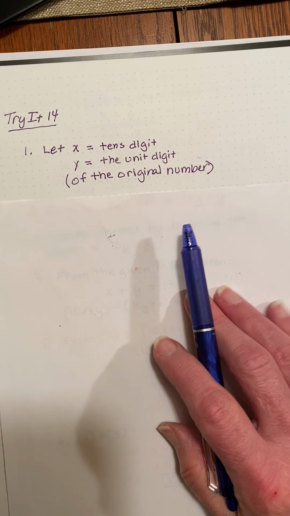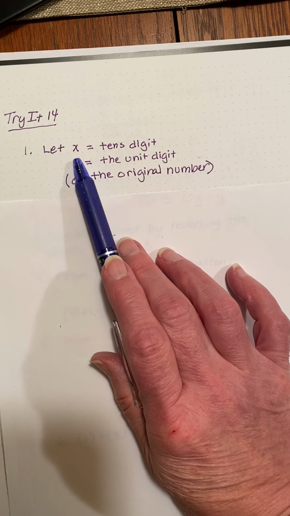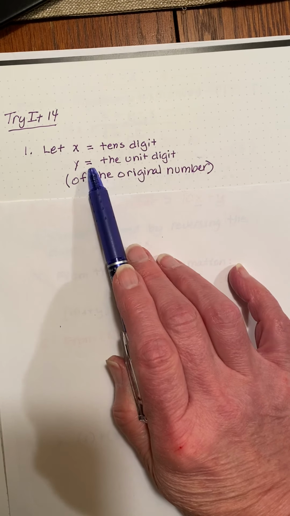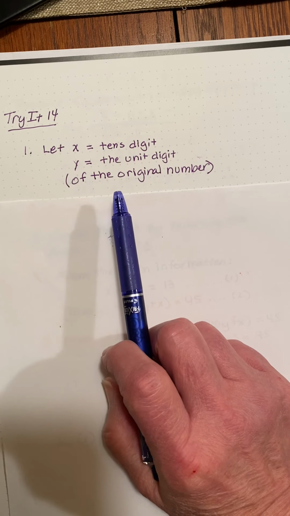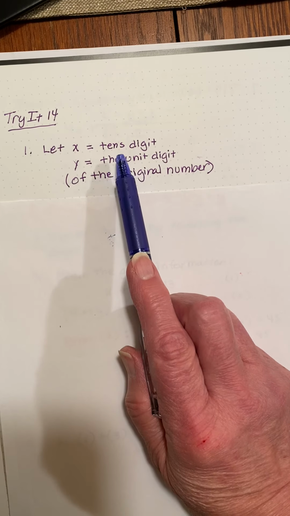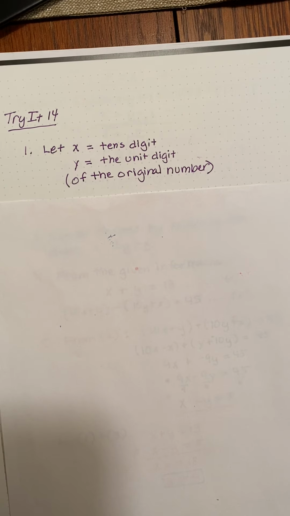Because it's a two-digit number, we're going to break it apart into two quantities. We're going to have X be the tens digit and Y be the unit digit, or in this case, the ones digit. And this would be of the original number. So X and Y refers to the original number. X is in the tens place, Y is in the ones place. That's the first step.